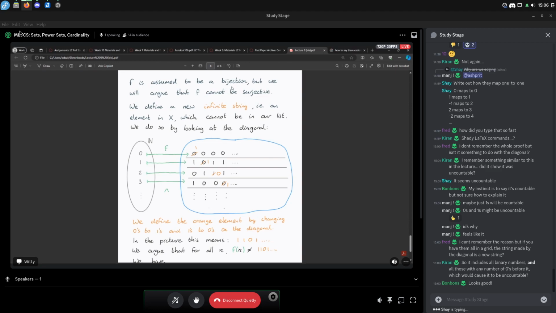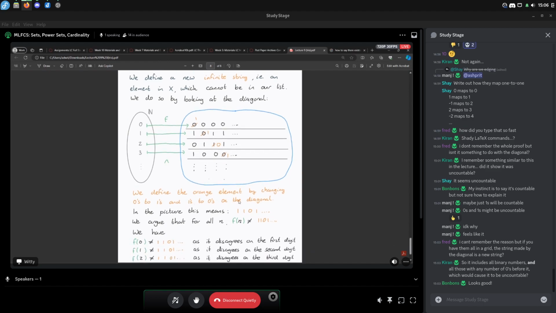F is assumed to be a bijection, a one-to-one mapping. But we will argue that f cannot be surjective. The way we're going to do that is we define a new infinite string, which is an element in x, which cannot be in our list. And we do so by looking at the diagonal. You can see the diagonal going across here. This is why it's called the diagonal argument. We define the orange element by changing zeros to ones and ones to zeros on the diagonal. So we just flip all the bits on the diagonal.